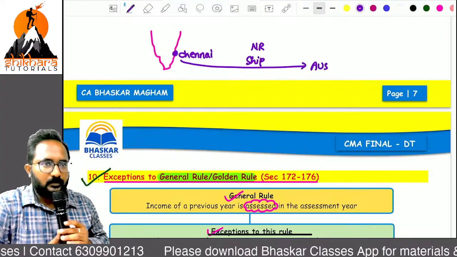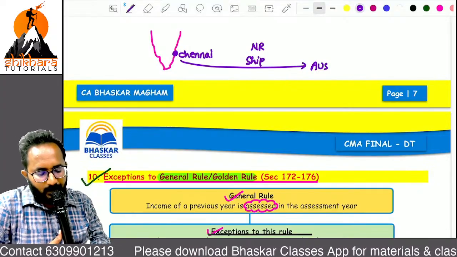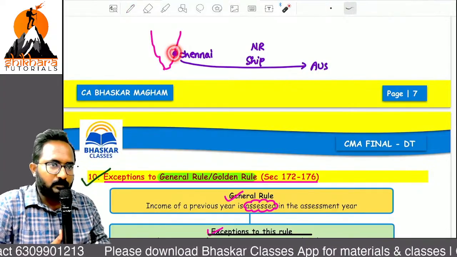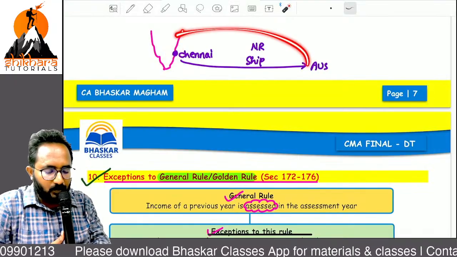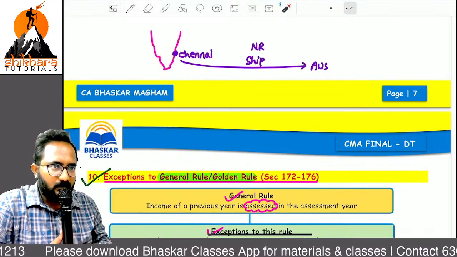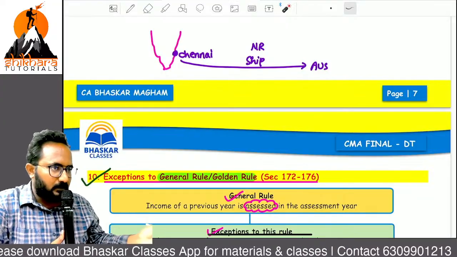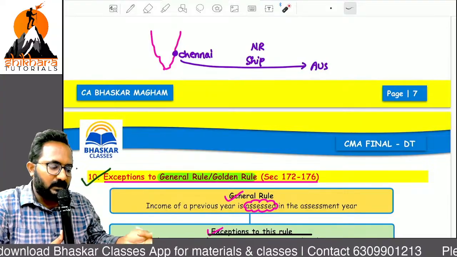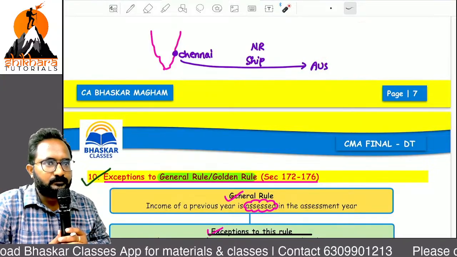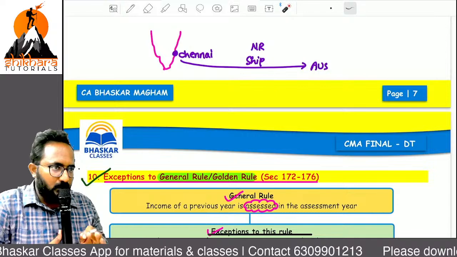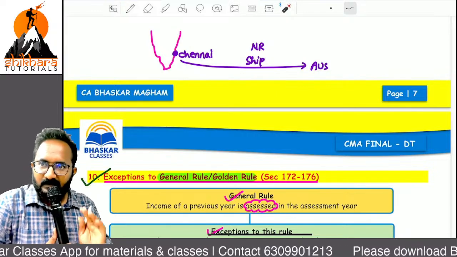Can you tell me, after departing from the Indian port, when he can come back to India for payment of tax? We can't say. How many days he will take to travel to Australia, we also don't know. After reaching Australia, maybe he can go to Japan. There is an uncertainty about coming back to India in the assessment year.